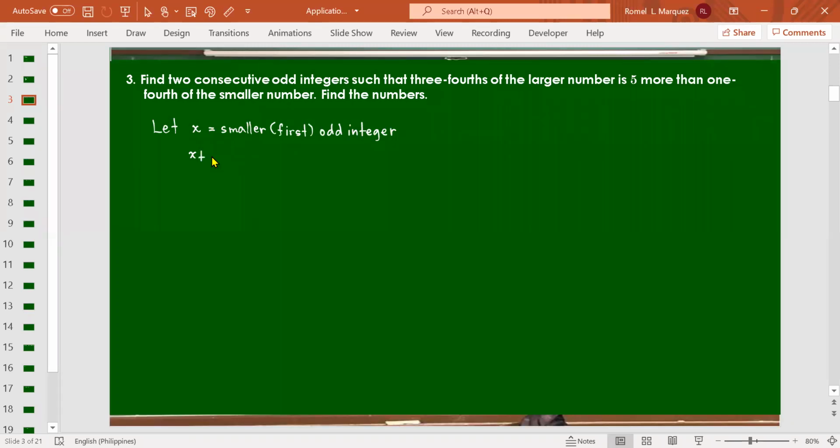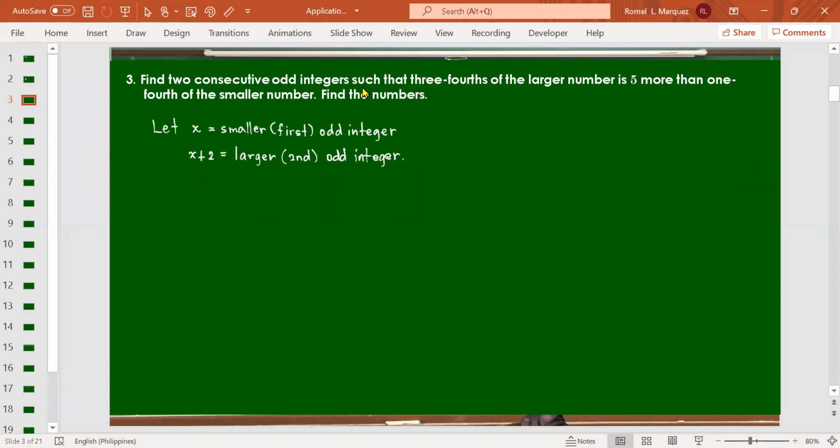Guys, add 2. Because if you have 3, the next one is 5, for instance. You add 2. If you keep on adding 2, you will get the next consecutive odd integer to the previous. This is the larger, or the second one.